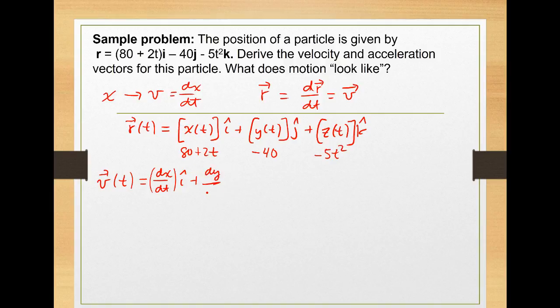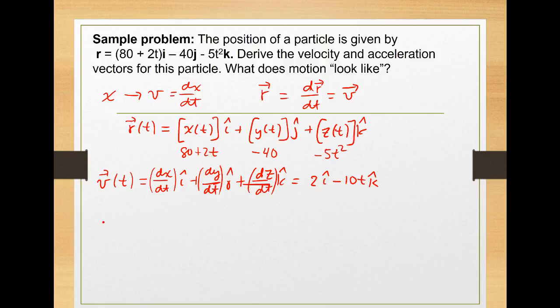My stylus does not want to cooperate today. j hat plus dz/dt k hat, which is just going to be essentially 2 i hat plus 0 minus 10t j hat. So we can interpret this as that our object has an initial velocity in the x direction of 2, and it's going to have a changing velocity in the y or j direction. In the k direction. My mistake.